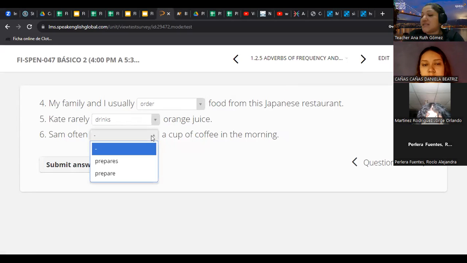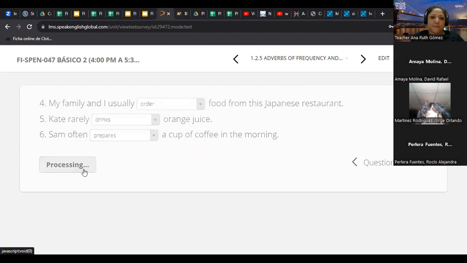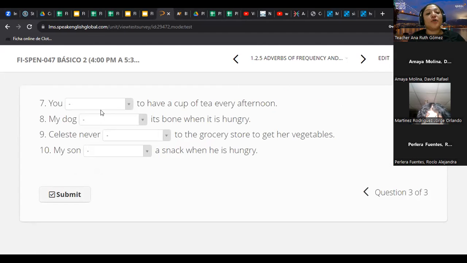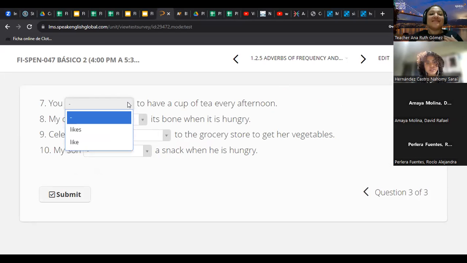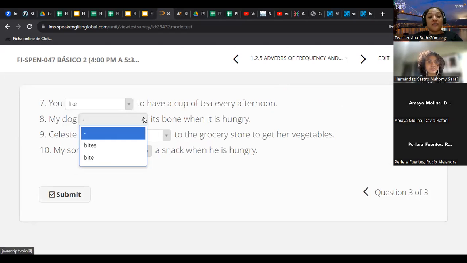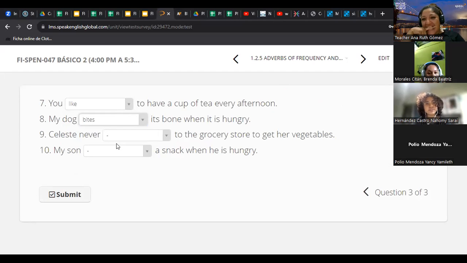What about number 6? Sam often prepares. The first one, all right? Because Sam is he. What about number 7? You like. Excellent. Very good. My dog bites. Yeah, bites.